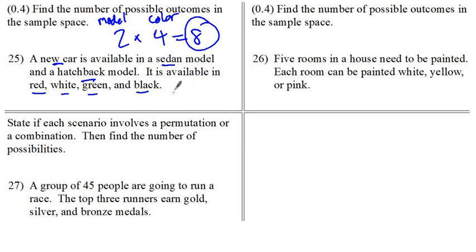You could kind of draw a picture. You could say, well, I take sedan or hatchback, and then sedan could have red, it could have white, it could have green, it could have black, and the same down here, and you'd be able to see visually that it's 8. Okay, 26 is a little bit more complicated.